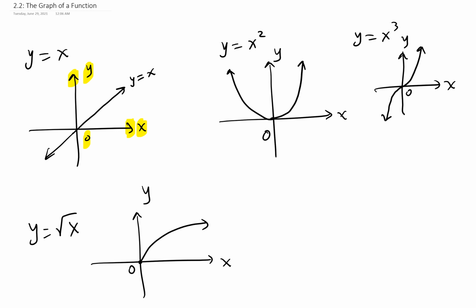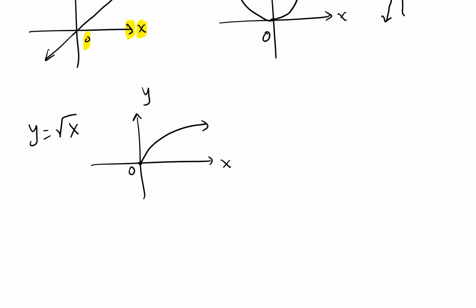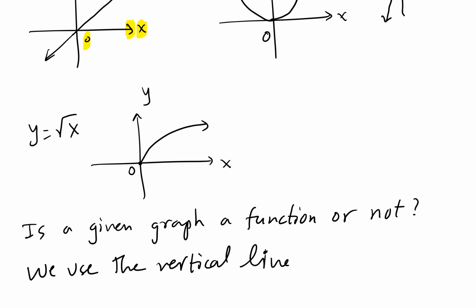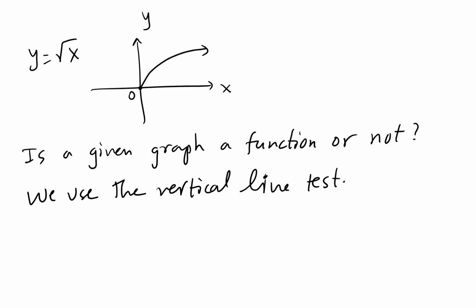Those are parent functions. Now what we need to do is check, which we did earlier in the previous section, whether a given graph is a function or not, or does it represent a function or not. To do so, we use the vertical line test.